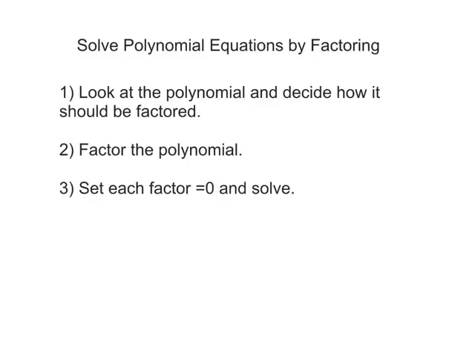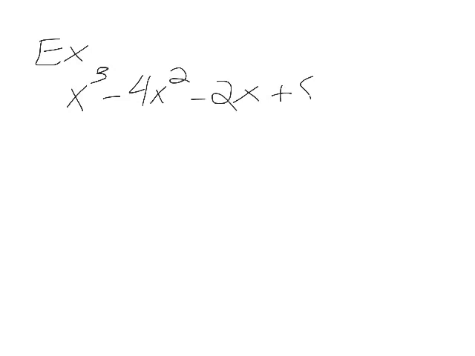The 2 examples that I have chosen are actually 2 homework problems. Let's get a new page here. This first example, if you look in your homework from section 1.4, it's actually number 12, and it is x cubed minus 4x squared minus 2x plus 8 equals 0.